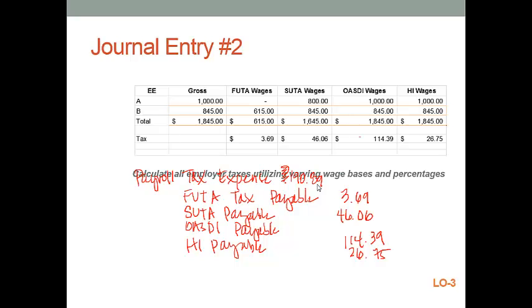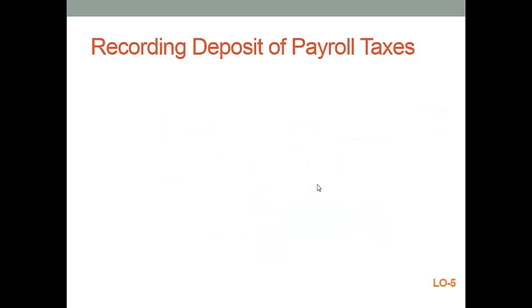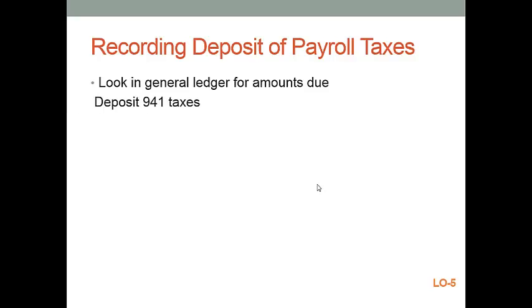All right. So then let's talk about what our journal entries are when we actually decide to deposit our payroll taxes. I'm going to show you when you're depositing 941 taxes, or maybe you're depositing SIT taxes, or maybe you're depositing your SUTA taxes. This is the time when those liabilities come off our books. Our 941 taxes, of course, are our federal income tax, OASDI, and HI.